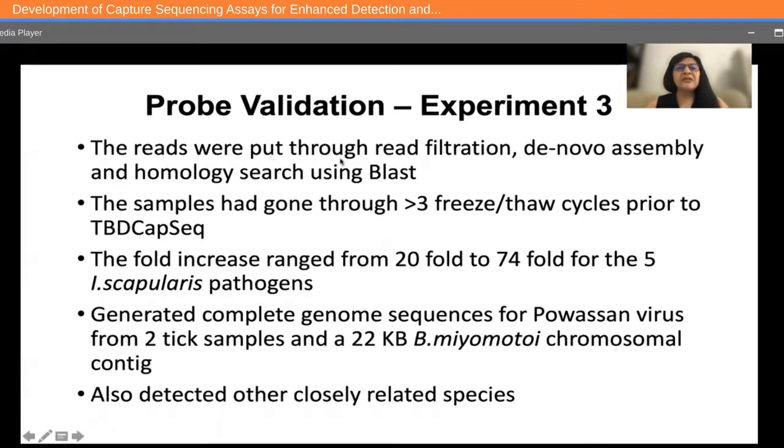After sequencing, the reads were put through filtration, de novo assembly, and homology search using BLAST. The samples had already gone through more than 3 freeze-thaw cycles prior to TBD-Cap-seq, so we were not really expecting great results. Despite that, the fold increase ranged from 20-fold to 74-fold for the 5 Ixodes scapularis pathogens, which we will see in the next slide. We were able to generate complete genome sequences for Powassan virus from 2 tick samples and a 22 kb Borrelia miyamotoi chromosomal contig. We also detected other closely related species that are not detectable from unbiased sequencing.